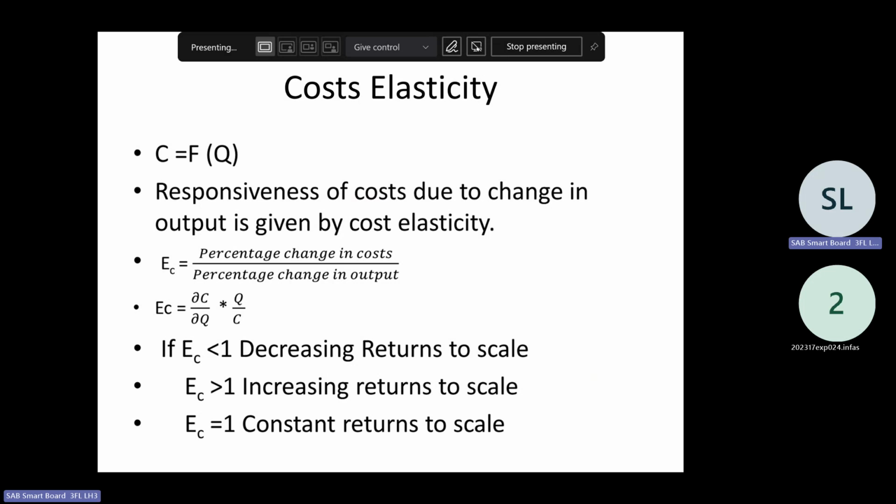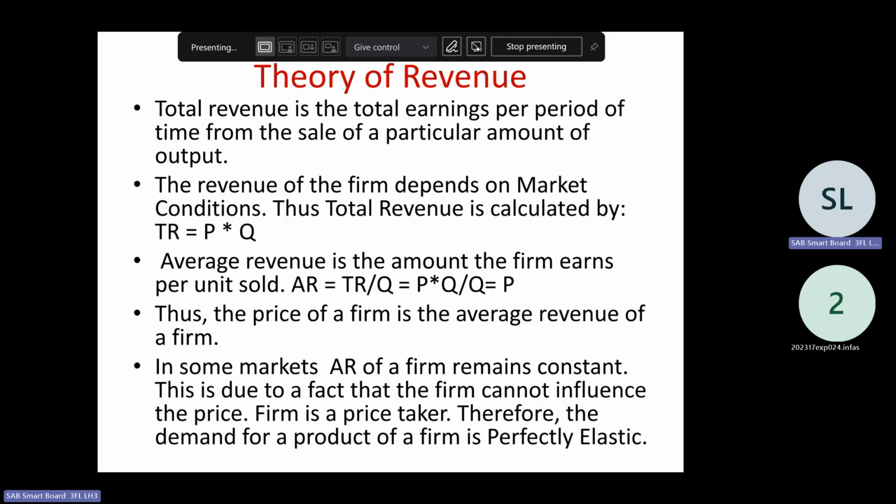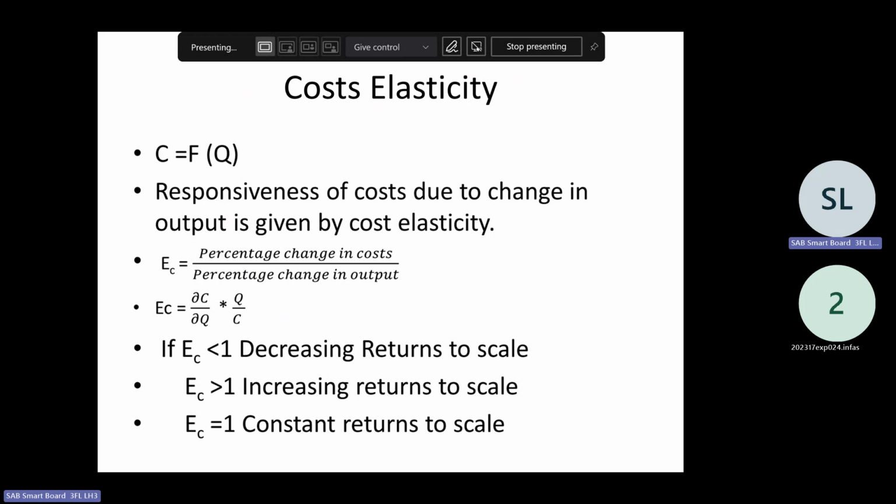Less than 1 means the cost change is not significant with the change in the output. So the cost change is not significant relative to the change in the output. By looking at this cost elasticity, we can identify the cost efficiency. Then we talk about the other aspects also.